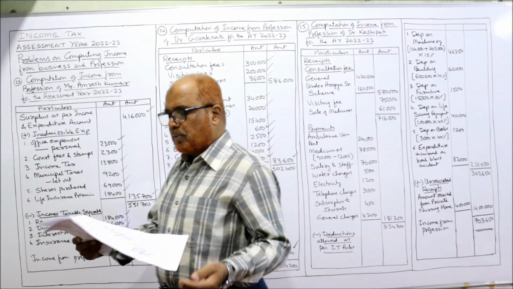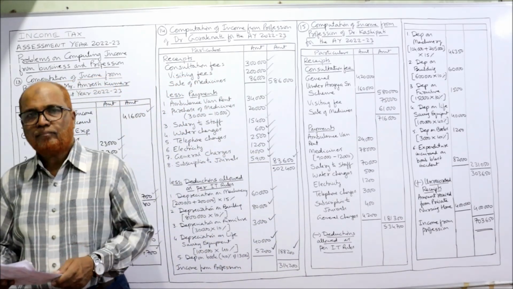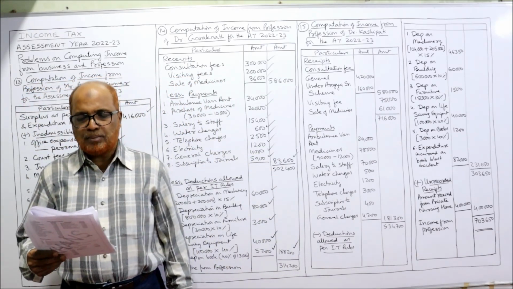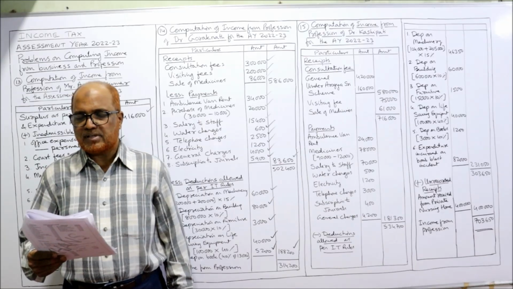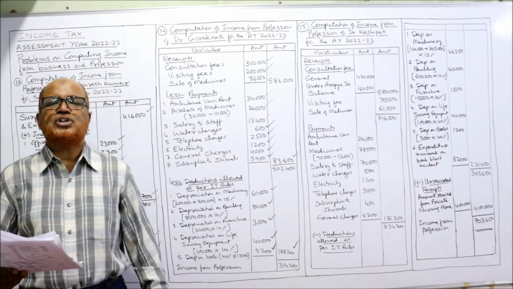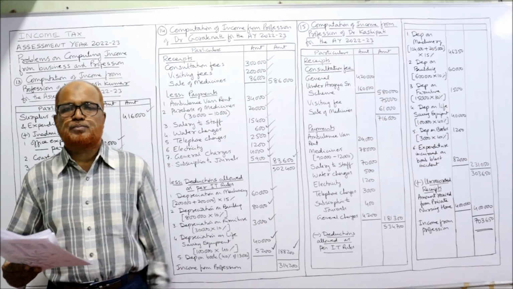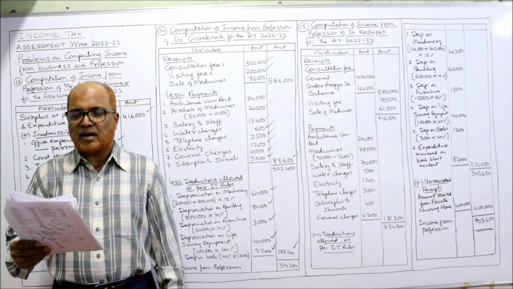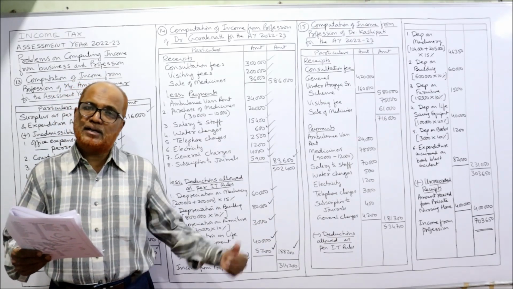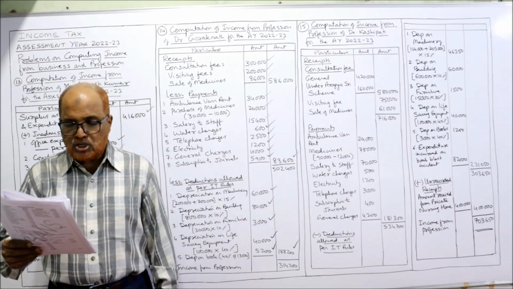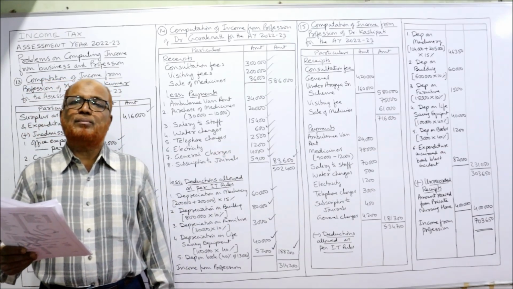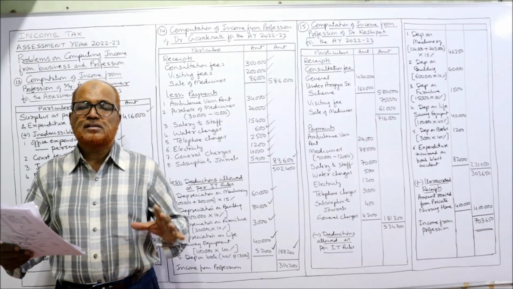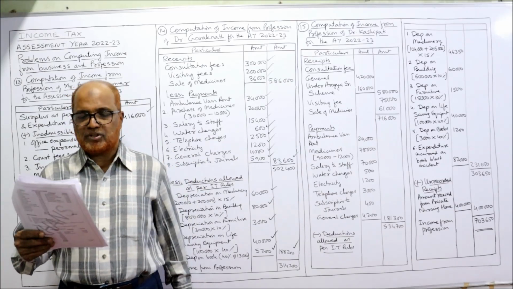Now I'm coming to problem number 15. Dr. Kashipati submitted the following receipts and payments account, compute income from profession, just like the previous problem. Receipts and payments account is given, he is a doctor. So again, similar to the previous problem. But additional information, so much additional information is given. First I discuss the provisions regarding additional information.